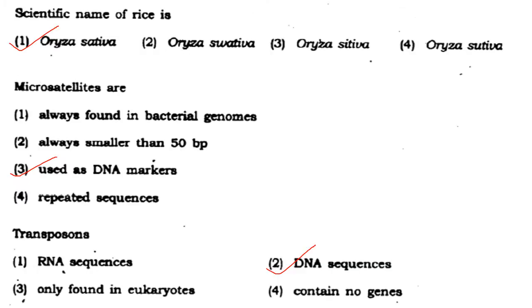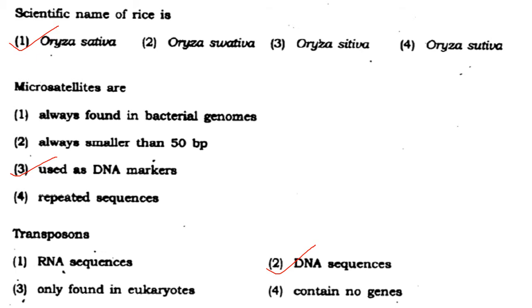Answer is option 1. Scientific name of rice is option 1 Oryza sativa, 2 Oryza swastiva, 3 Oryza sativa and 4 Oryza sativa. Answer is option 1 Oryza sativa.